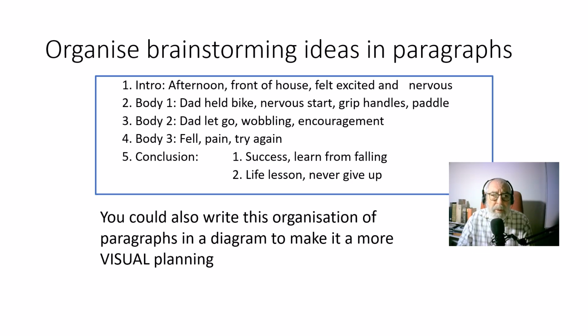And what I do now is I just list what I'm going to write in each one of these paragraphs. The ideas still come from my brainstorming. So in my introduction, I'm going to put that it was in the afternoon, it happened in front of the house, I felt excited and nervous. So where did it happen? What was it about? Body paragraph 1, my dad held the bike. I was nervous, gripped the handles, started to pedal. So I can't write the full sentences, I just write words down, exactly like from the brainstorming.